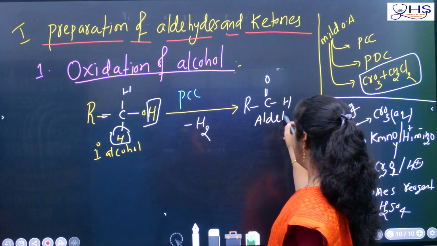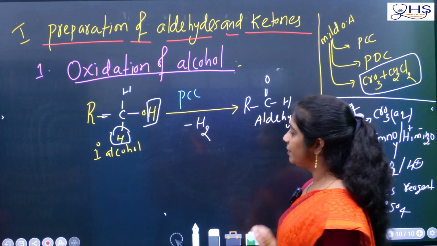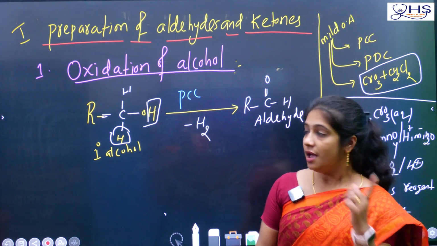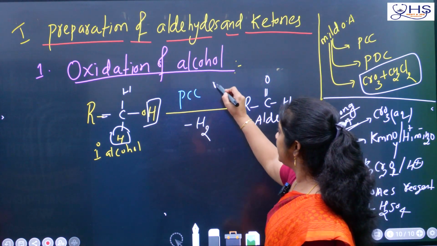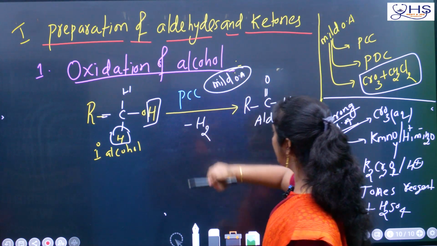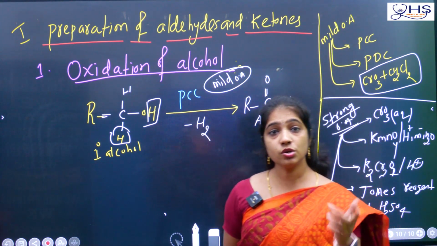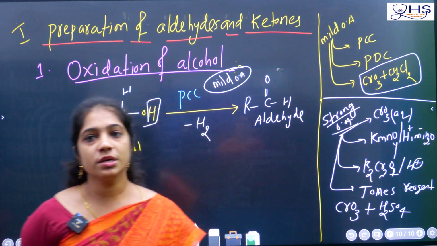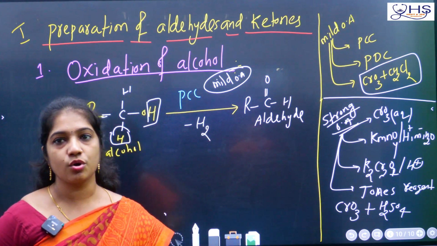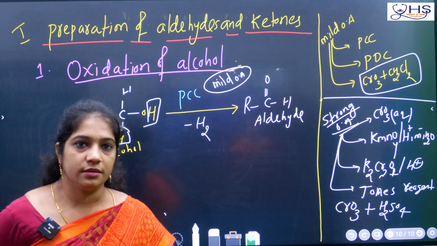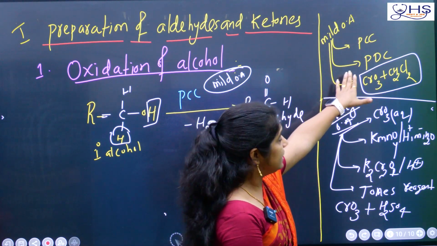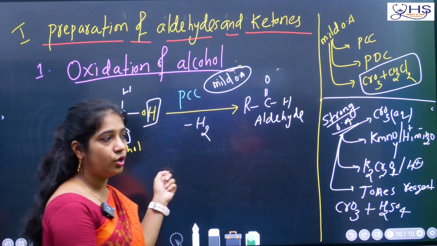So very important, oxidation of primary alcohol. Which reagent? Very important. Mild oxidizing agent, I am writing over here. Any of the mild oxidizing agents if you use, what you will get? Aldehyde. And an MCQ-form question can come also. Which of the following reagents can convert ethanol, which is a primary alcohol, to acetaldehyde? So remember, any one of these reagents can convert primary alcohol to aldehyde.